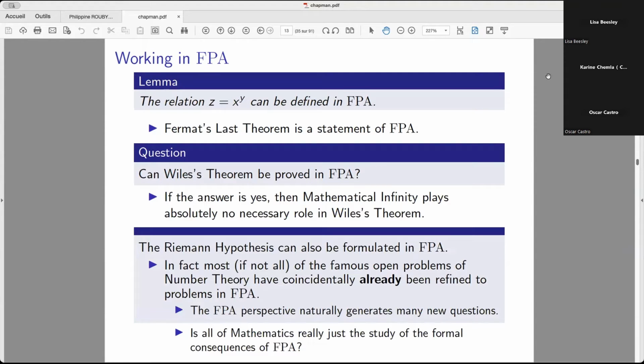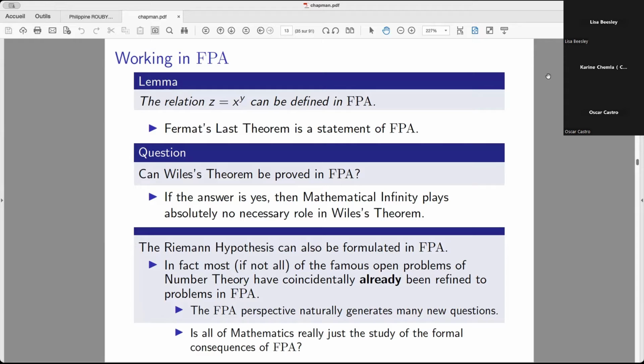The Riemann hypothesis can be formulated in FPA. In fact, almost all of the famous open problems of number theory have coincidentally already been refined to problems in FPA because they bring in estimates. So, the FPA perspective naturally generates many new questions. So I'm not promoting starting a subject, I'm just pointing it out. But you could ask, is all of mathematics in the end just the study of the formal consequences of FPA?